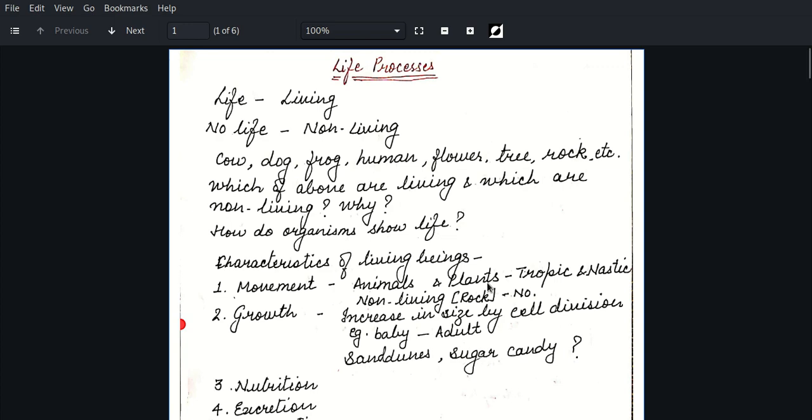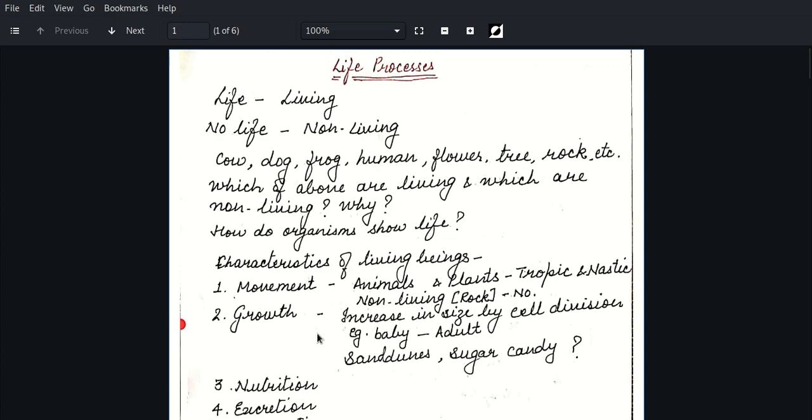Plant parts also show movement by responding to different stimuli. For example, in the sunflower plant, the stem always bends towards sunlight. This is also a kind of movement. Roots always grow towards soil and shoot always grows towards sunlight. This is also movement appearing in plants. But in case of rocks and buildings, they don't move. They are fixed at one place. So they are non-living.